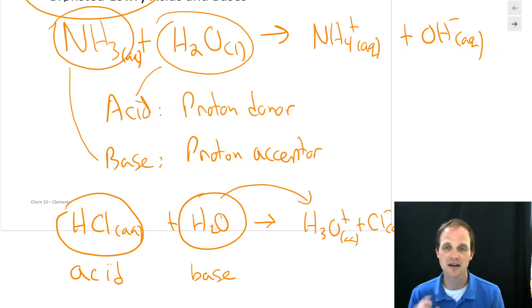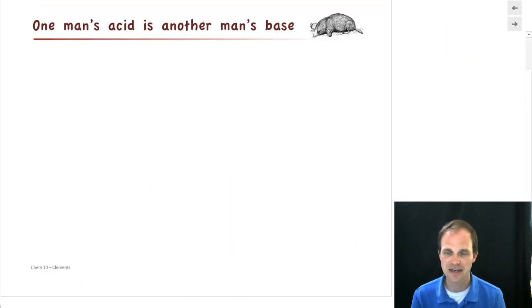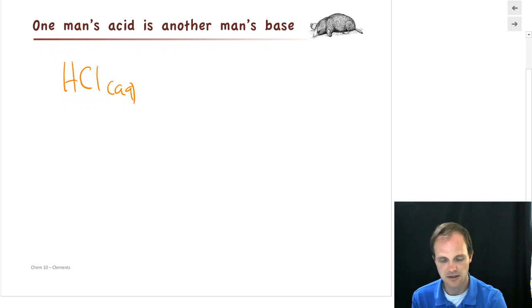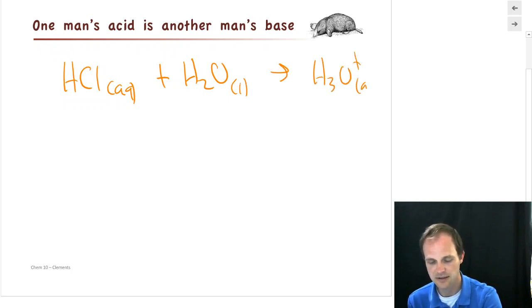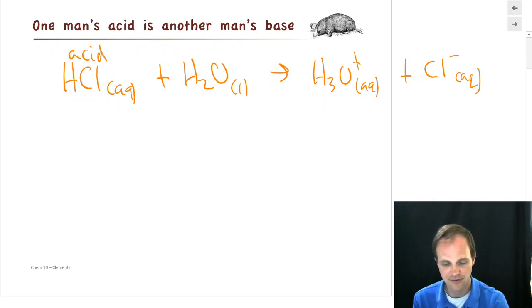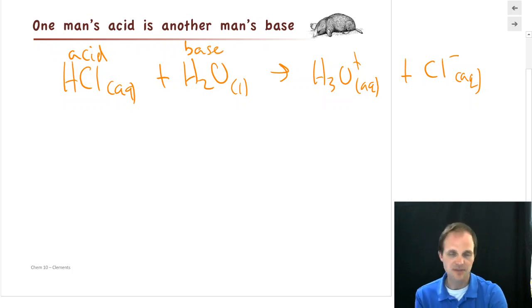So most people, when they talk about acids and bases, they actually use the Bronsted-Lowry definition, and they say an acid is an H plus donor or proton donor, and a base is an H plus or proton acceptor. But here's a funny thing. If I write the same equation I wrote on the last one, HCl plus H2O becomes H3O plus and Cl minus, I've got HCl as my acid, right? It gave away H plus. I've got H2O as my base. It took H plus.